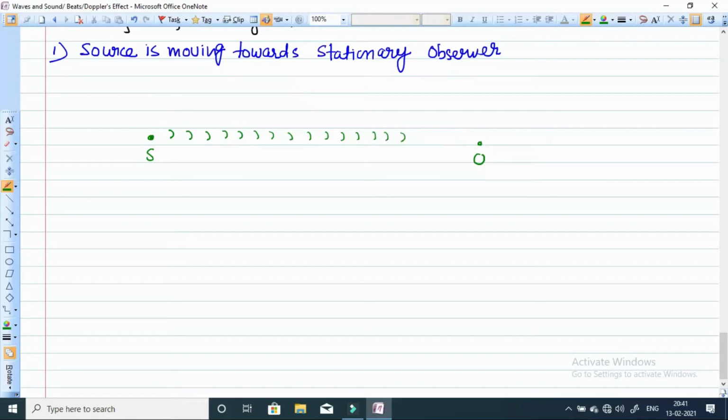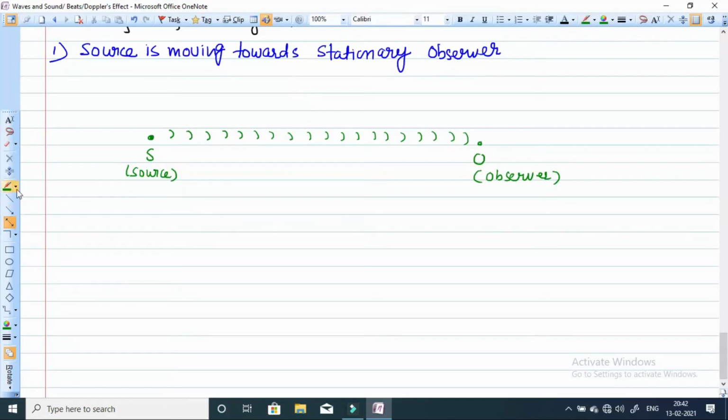So what will be the distance traveled when the wave is reaching the observer? The wave is emitted from this source S, and O is the observer. What will be the distance covered in time t? If v is the speed of the sound wave emitted from the source S, the distance is equal to speed into time. We have taken time as 1 second, so the distance is v into 1, which is equal to v.